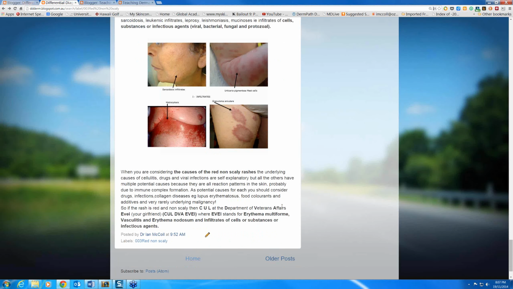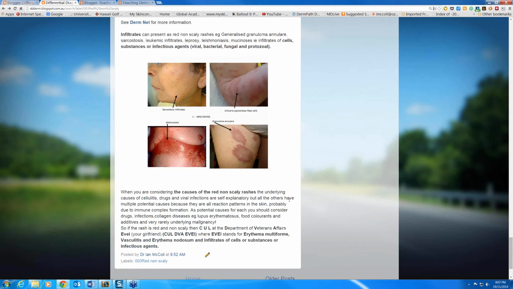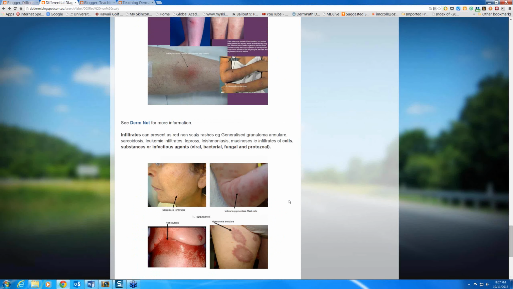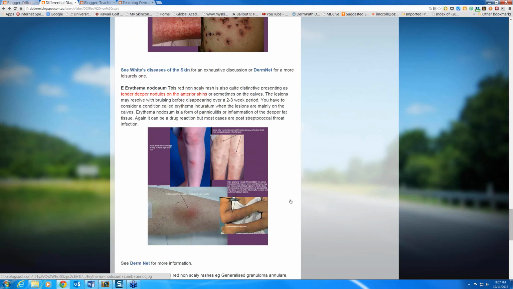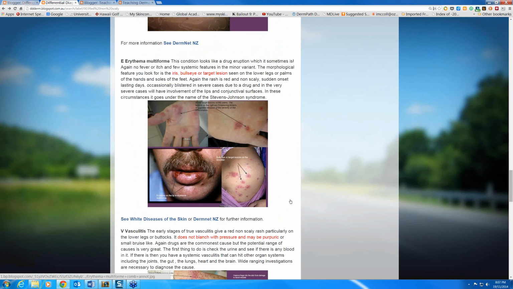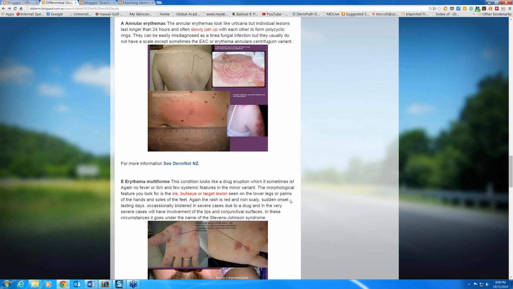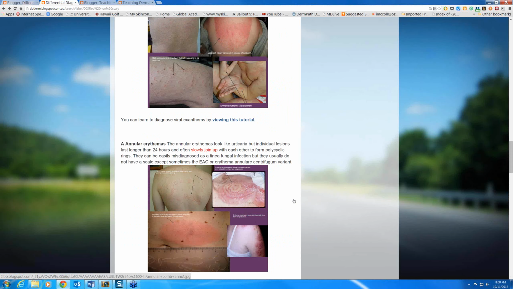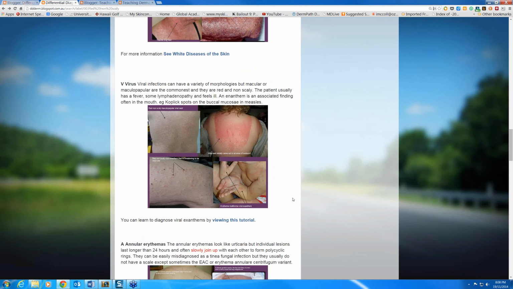So you can see there's a large range of disorders in this group of red non-scaly diseases. It's important to use the mnemonic because it makes your brain think when you're looking at lesions. You know, could it be lupus? Could it be a drug reaction? Could it be a viral exanthem? Is it erythema multiforme? Is it some other infiltrative disorder that the patient has? You won't really think of those disorders unless you use the mnemonic to work your way through the diagnostic possibilities.